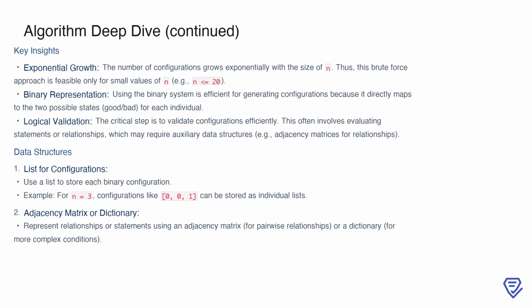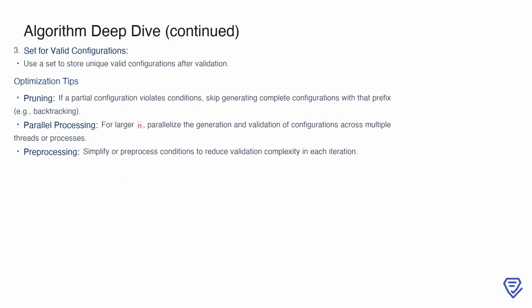Additionally, storing configurations as lists makes it easy to represent and access each possible combination, such as 0, 0, 1, for a group of 3 individuals. To store the valid configurations, we use a set, which ensures that only unique configurations are kept. This is important to avoid duplicates and to streamline the output.